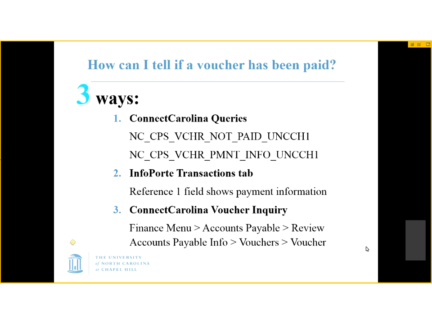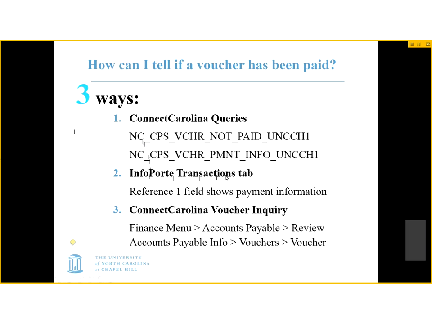Like a lot of things in Connect Carolina and InfoPort, there's more than one way to look at or find the information you're looking for. And that's certainly true of seeing if a voucher to an external vendor has been paid. So I'm going to share 3 ways. One is queries. There are 2 queries here, and these queries are also on that same reference that I mentioned a couple slides ago. Preparing for year-end close, reviewing open transactions, these queries are on that document as well.